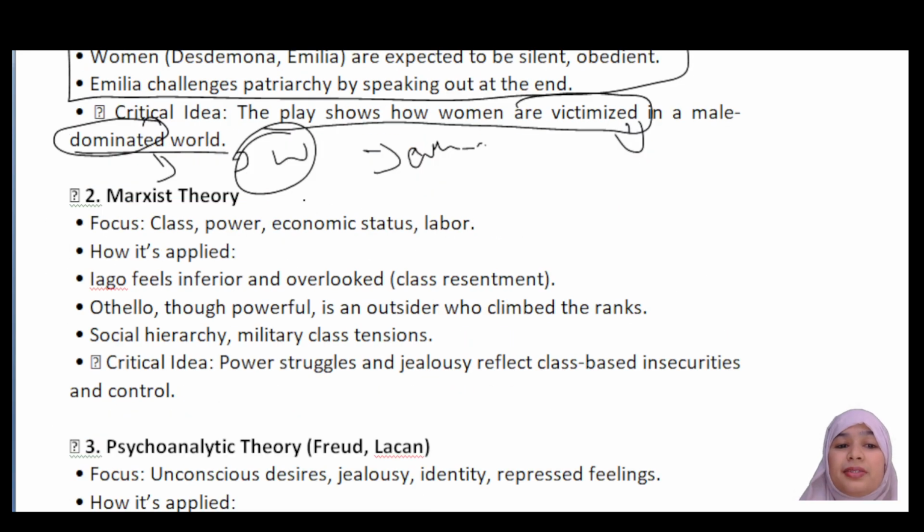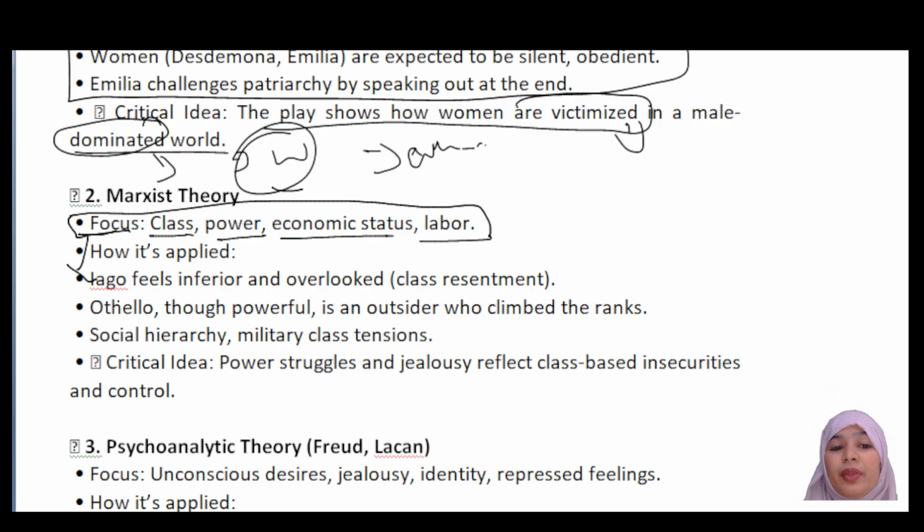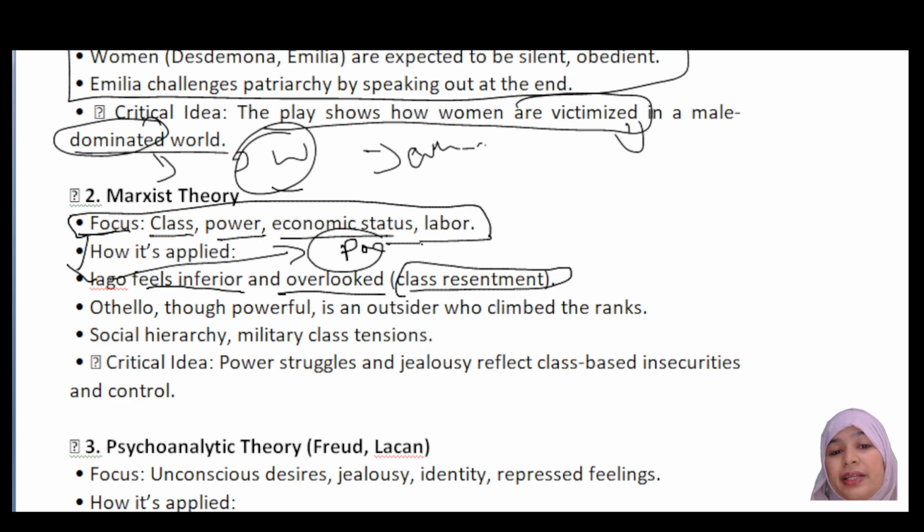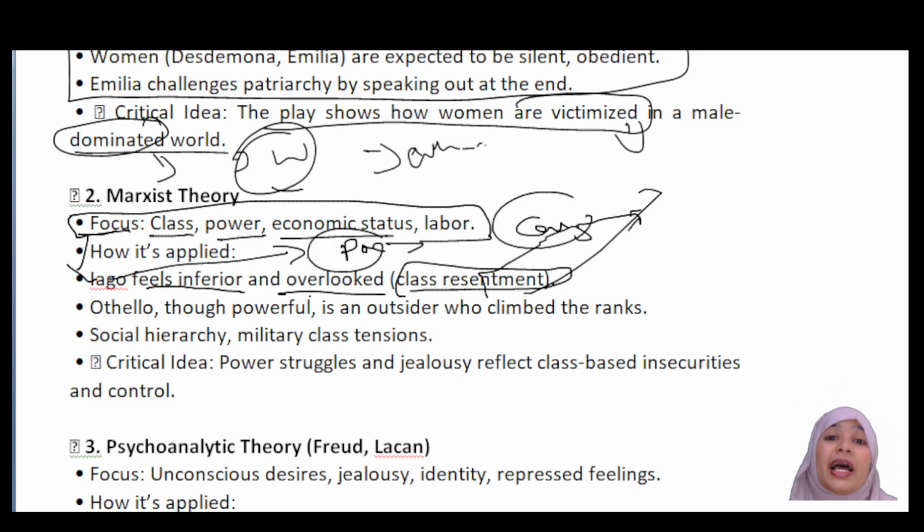What about Marxist theory? It focuses on class, power and economic status. This is what is reflected in that work. Iago feels inferior and overlooked, which is class resentment. Iago expected to get that promotion, but instead Cassio got that position. He feels very inferior. That reflects class, and class reflects Marxist theory.